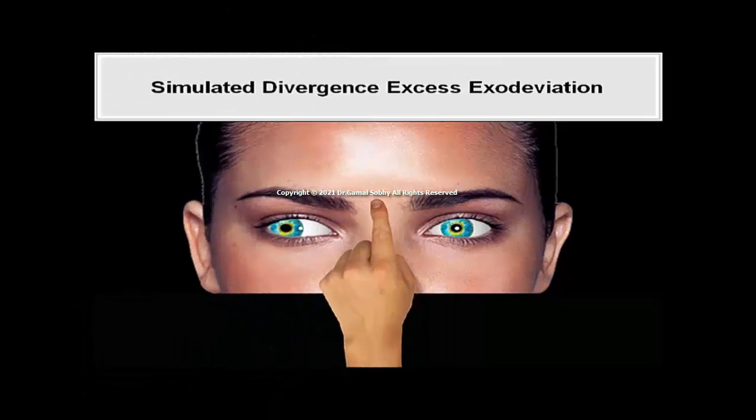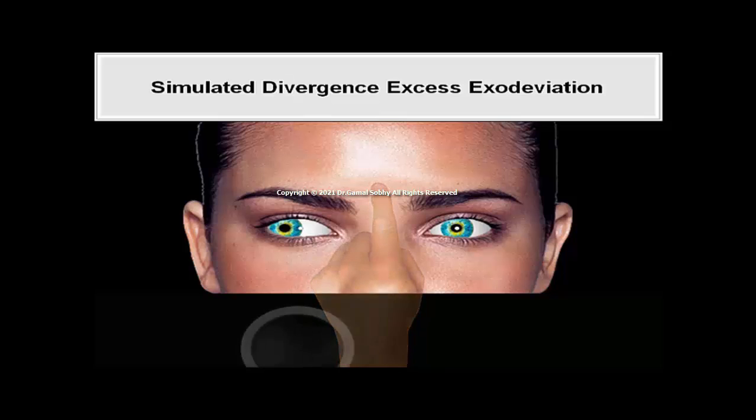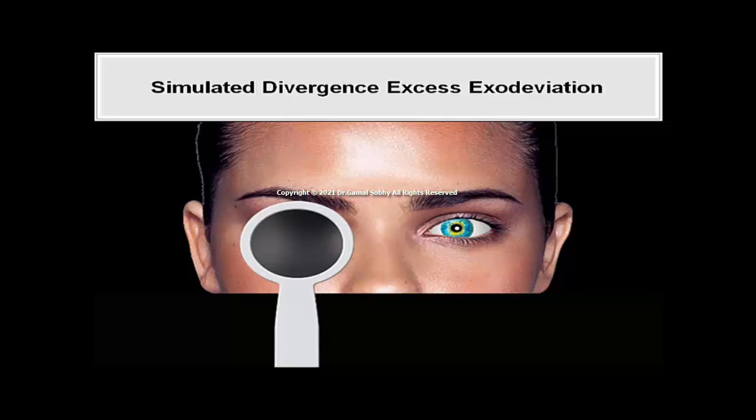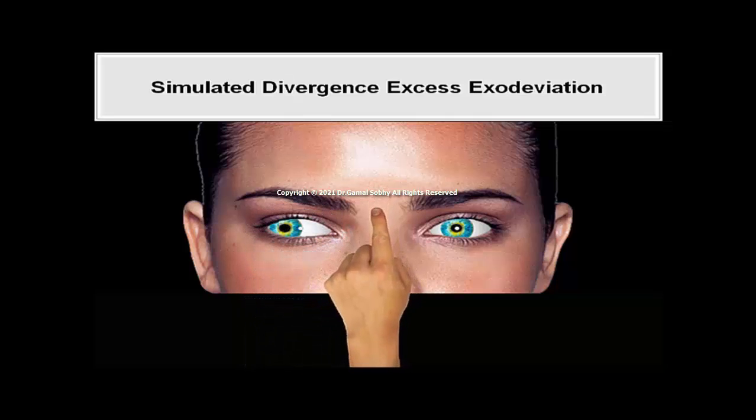4. Simulated divergence excess exodeviation, in which the prism and cover test will show an exodeviation that is significantly larger at distance than at near fixation. However, unilaterally occluding the eyes of such patients for 24 hours reveals the deviation at near fixation, often equal to or even exceeding that at distance fixation. This test is known as the occlusion test of Scobee.